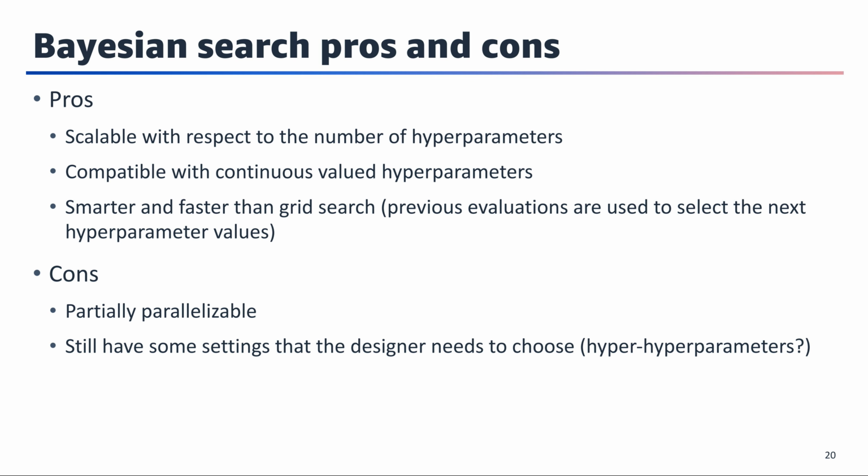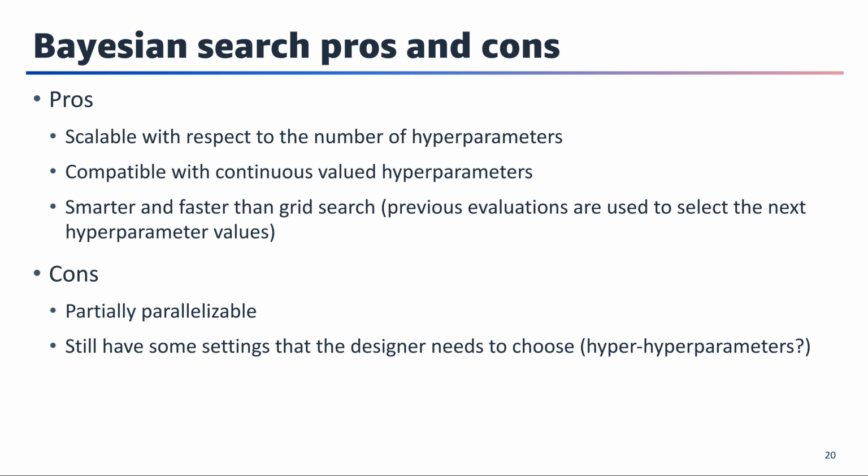However, Bayesian search also has some limitations. While it is partially parallelizable, it cannot be fully parallelized, which may impact its efficiency in certain scenarios. Furthermore, there are still some settings known as hyperparameters that the designer needs to choose, which can influence the performance of the Bayesian search process.